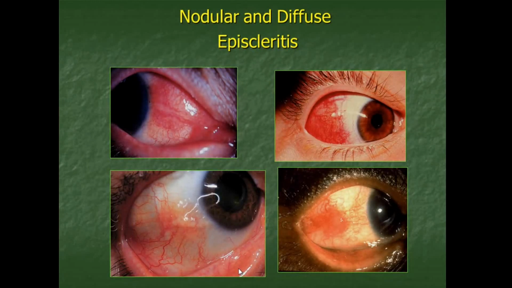Now, on this picture, you can see nodular episcleritis and diffuse episcleritis. No discharge, redness localized in a specific area, cornea is clear. In such cases, you can think about episcleritis.